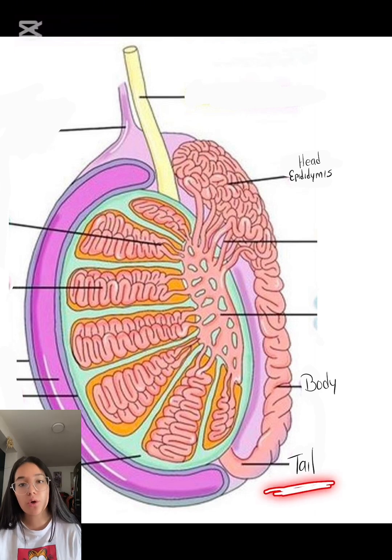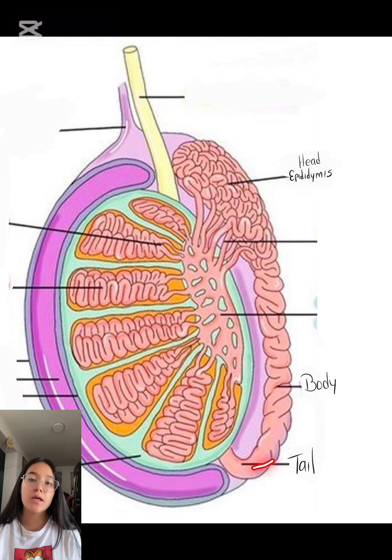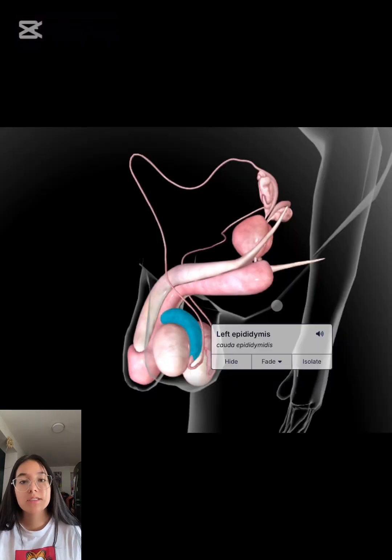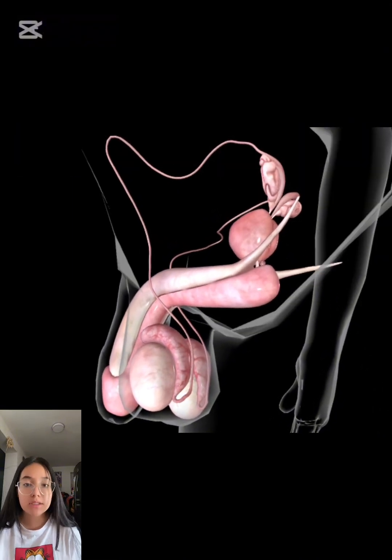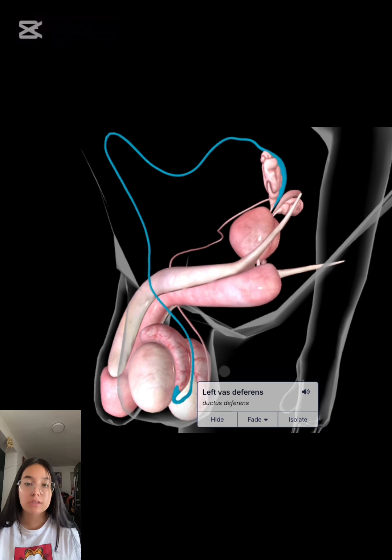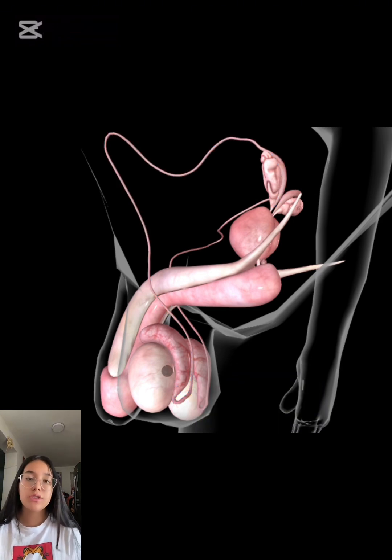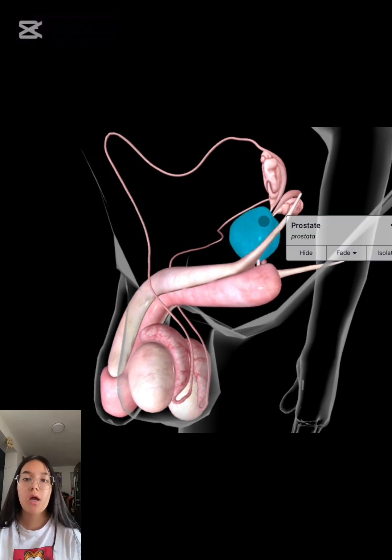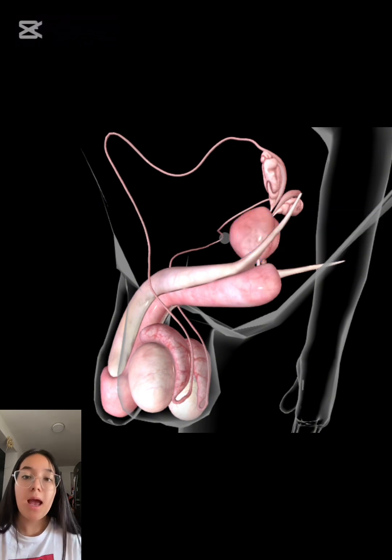When ejaculation occurs, sperm travels from the tail of the epididymis into the ductus deferens, also called the vas deferens. The ductus deferens goes up through the spermatic cord and enters the abdominal cavity via the inguinal canal and eventually joins with the seminal vesicles to form the ejaculatory duct. This duct passes through the prostate gland and empties into the urethra.